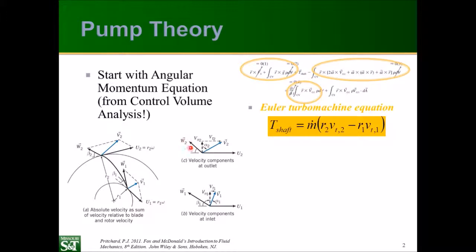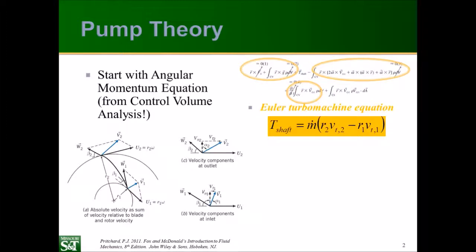So if this is your relative speed compared to the blade, and this is your blade speed, you can add these two vectors together and get the actual speed of the fluid. And then you can take the projection of that velocity along the u-axis here to get the tangential velocity at both the inlet and the exit.